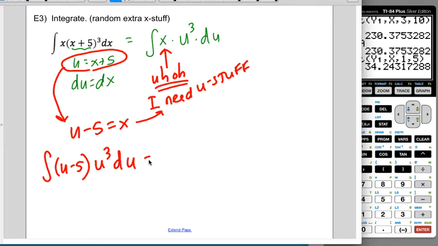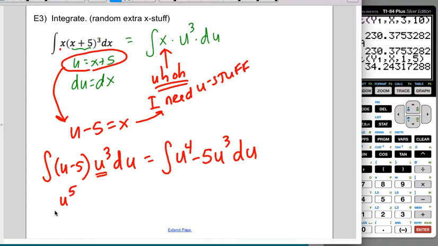Now you might say, Hogan, how is that better? Well, here's why it's better. I can't distribute this x into a binomial that has a power on it, because that's not how it works because of the power. But I can distribute a monomial to this binomial that doesn't have a power. So this is now a u to the fourth minus 5u cubed du.